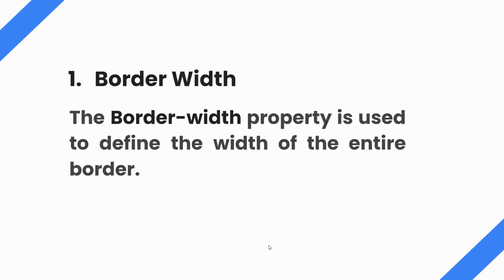So first we have the border width. The border width property is used to define the width of the entire border. Yeah, that's basically used to define how thin or how thick you want the border to appear on the screen. So that's what the border width actually does here.